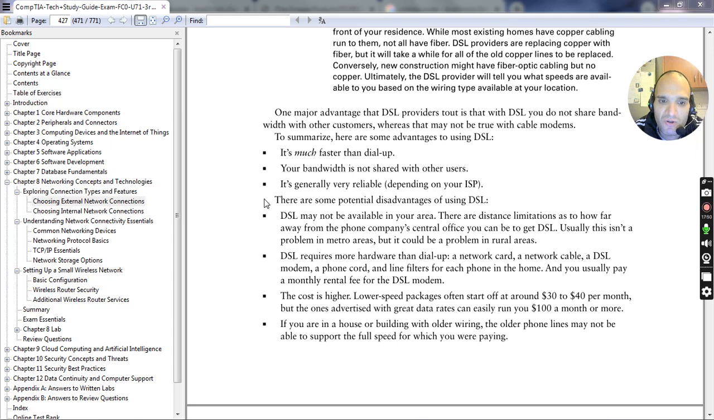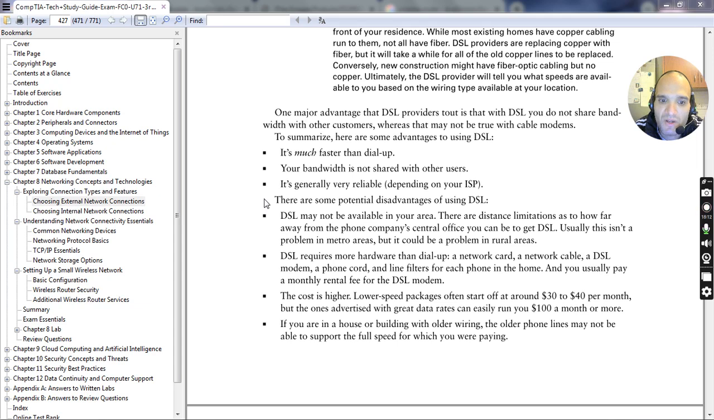Disadvantage number 2, DSL requires more hardware than dial-up: a network card, a network cable, a DSL modem, a phone cord, and line filters for each phone in the home. And you usually pay a monthly rental fee for the DSL modem.